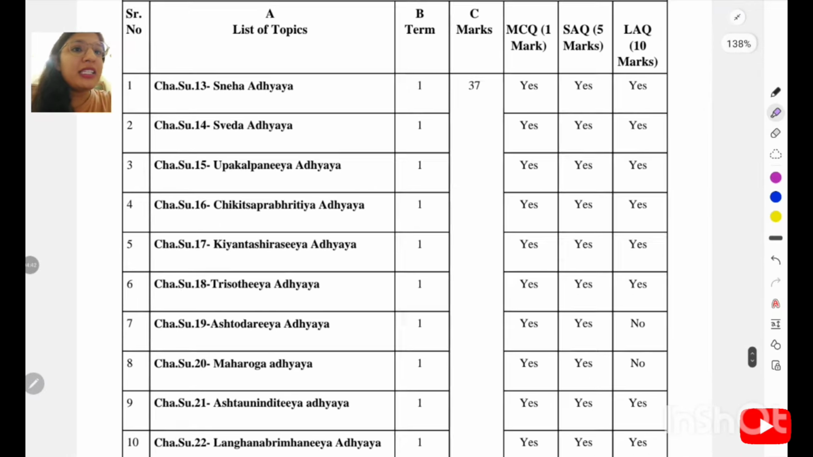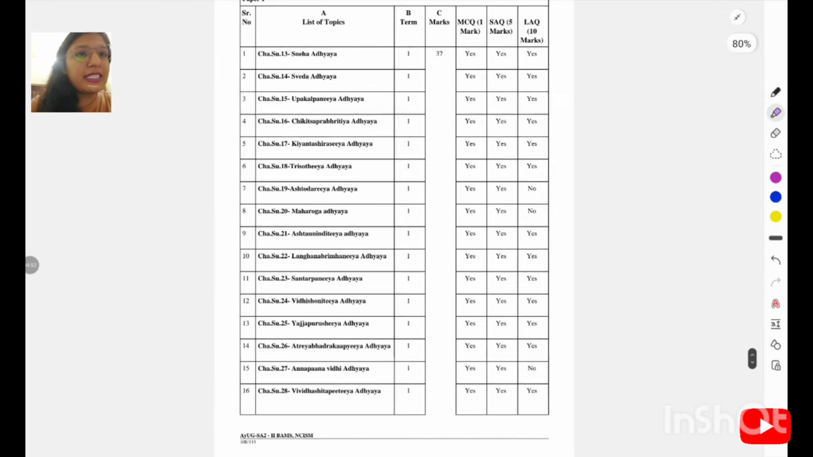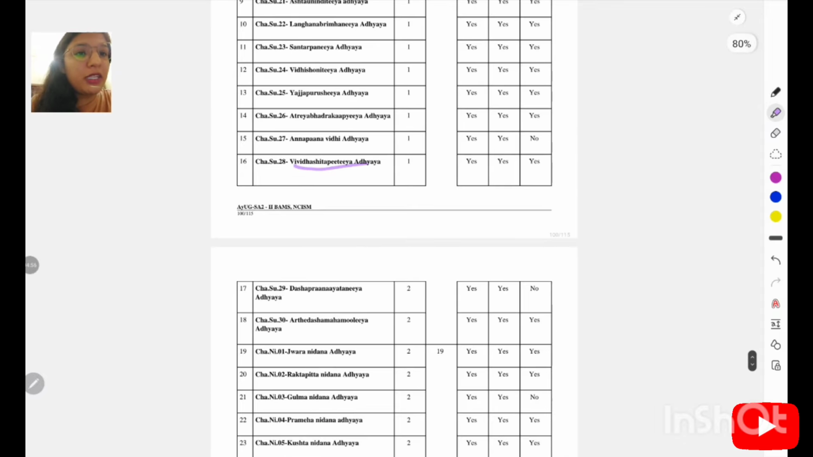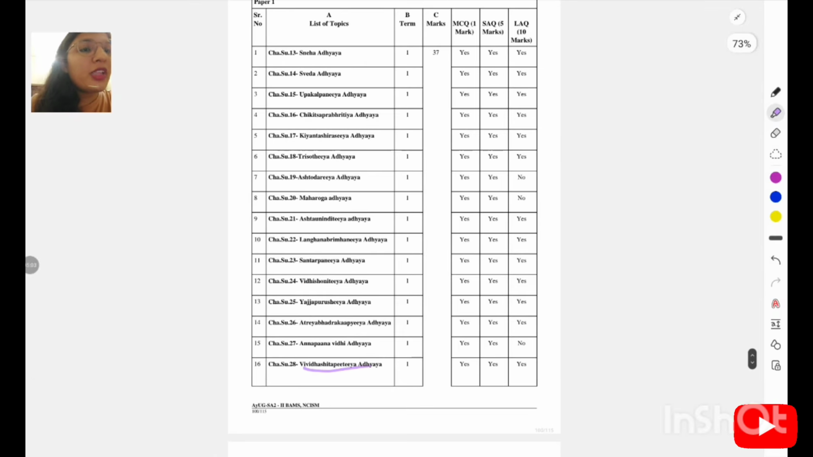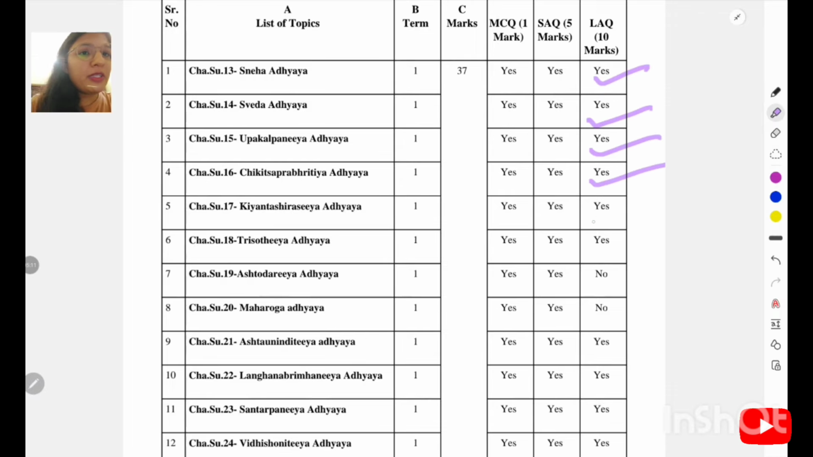For example, this is the 37 marks distribution of our first sthana, that is Sutra Sthana. From this, you have to see one important thing: from Sneha Sthana to Vividya Ashit Pityam and Arthe Dashdashamanyam, this is your 18th chapter, and in this 18th chapter, from where can a 10 marks question come? It can come from Sneha, Sveda, Upkalpaniyam, Chikitsa Pravrityam, Kiyant Shariram, Trishotyam. You have to mark this thing importantly.